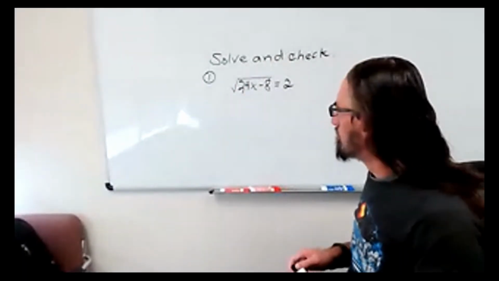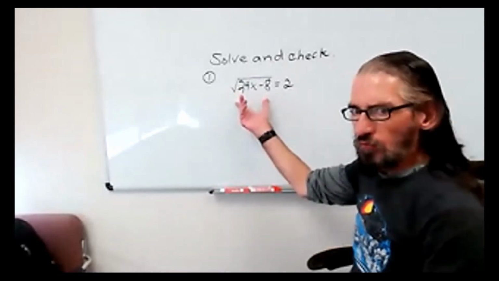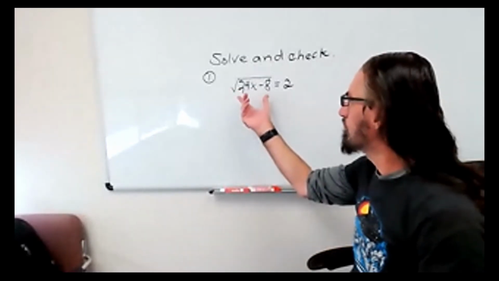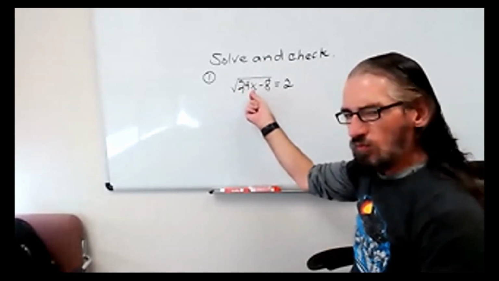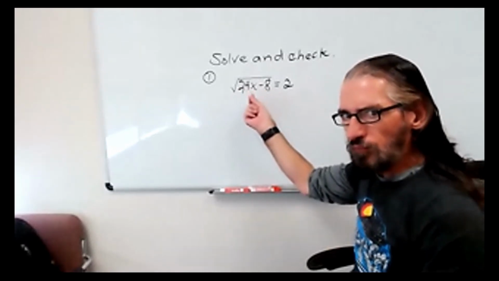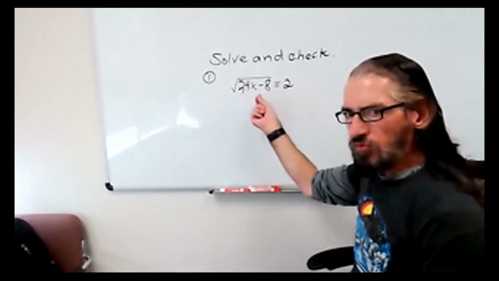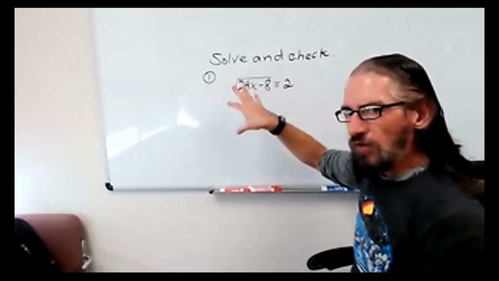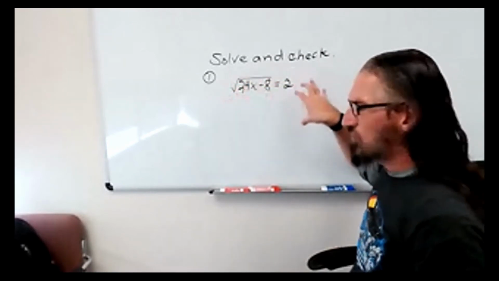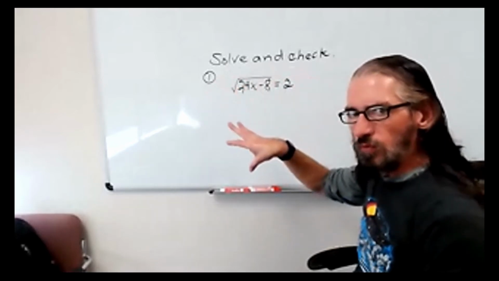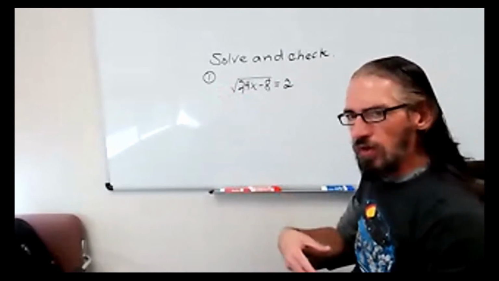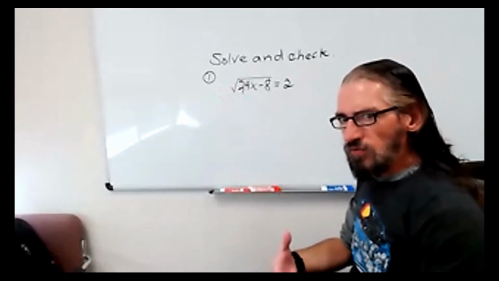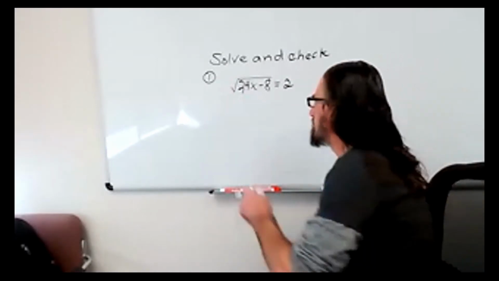So on this first one, the square root is already isolated. Whatever happens to x, it's getting multiplied by 24 first, then we subtract 8, and the very last thing that happens to get that 2 is taking the square root. Because that's the last thing that happens, we can square both sides to get rid of that.